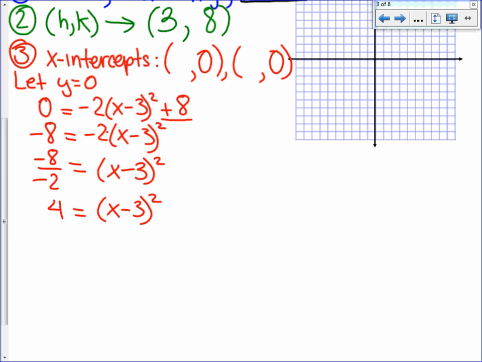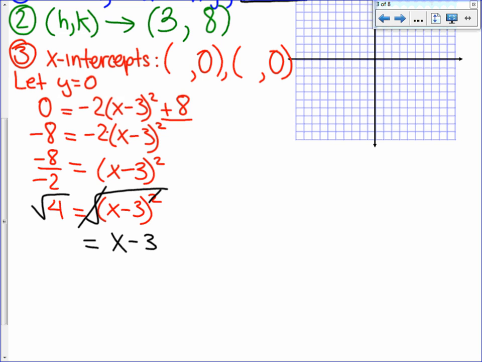And here, we need to undo the square, right? So what is the inverse operation of squaring? Square root, right? So we take the square root on both sides, and of course that will take care of squaring, so that will be just x minus 3.